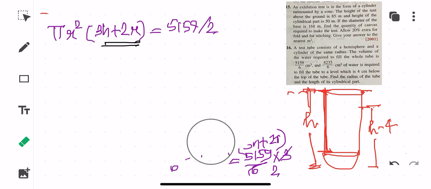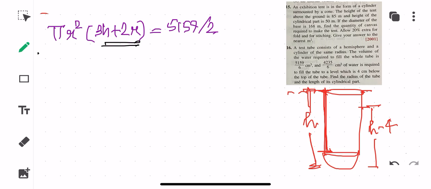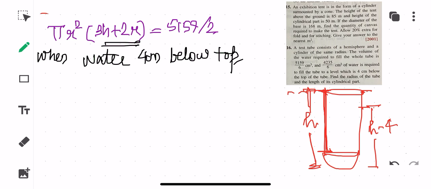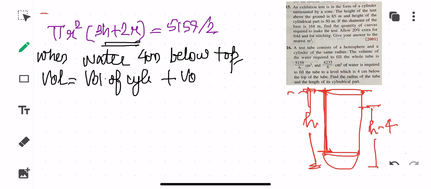So what you will be writing for the second part? You will be writing, when the water is, what they have given, children, when water is 4 centimeter below the top. We'll be talking about that situation now. Now what you will be writing? Volume will be equal to volume of cylinder plus volume of hemisphere, children. So what will be the volume of cylinder? That is an important thing.